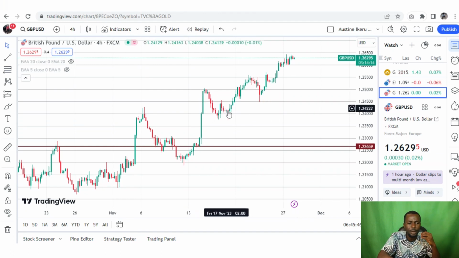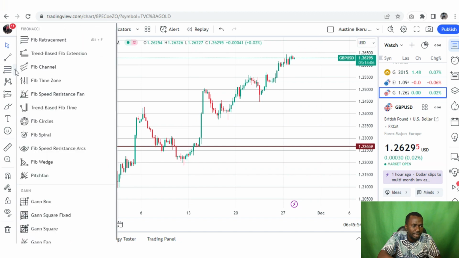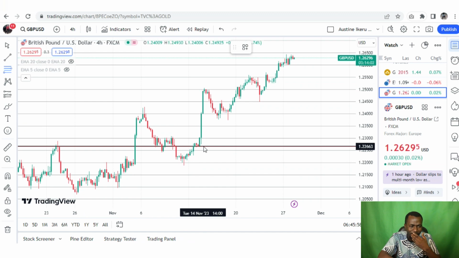The first thing we need to do is to plot out our Fibonacci retracement tool. That is the first thing we need to do. Let's start from here. Formerly the market was ranging and then broke above this resistance level, and that is when the uptrend began. So I presume the uptrend started somewhere around here.